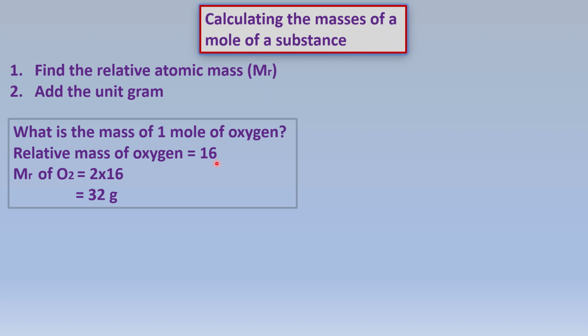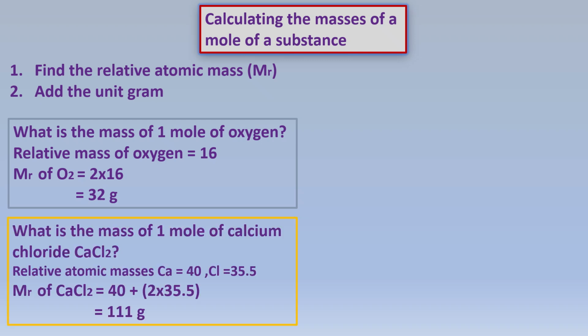neutrons in many cases. Now, oxygen doesn't exist as one unit, one atom. It's usually a molecule made of 2 atoms. And therefore, we have to multiply 2 times 16. You get 32, and add the unit gram. So 1 mole of oxygen equals 32 grams.